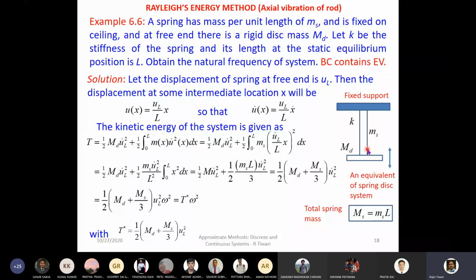Because the spring can be idealized as a rod having axial vibration, this equivalence has been shown here: the rod has a stiffness K equivalent to the spring and is vibrating up and down. So here, if you remember, when we had the axial rod vibration with mass at the free end, the eigenvalue problem, when we formulated it, had the boundary condition containing the eigenvalue.